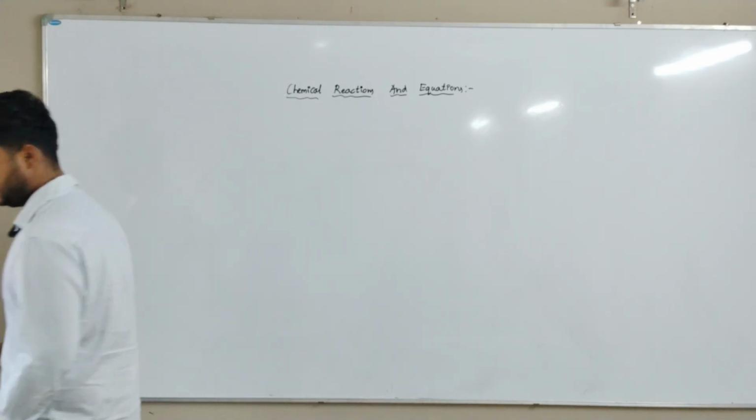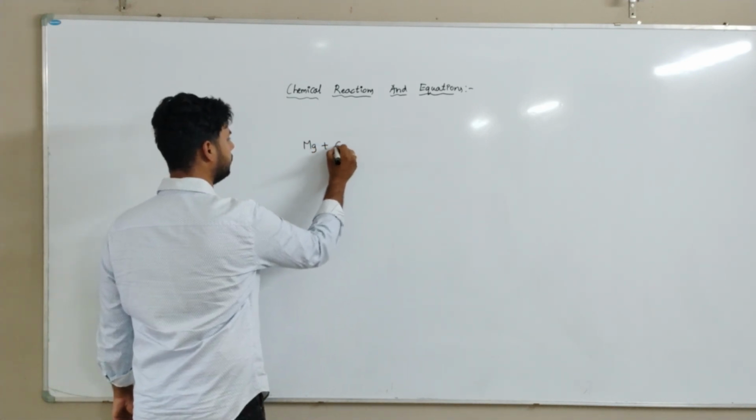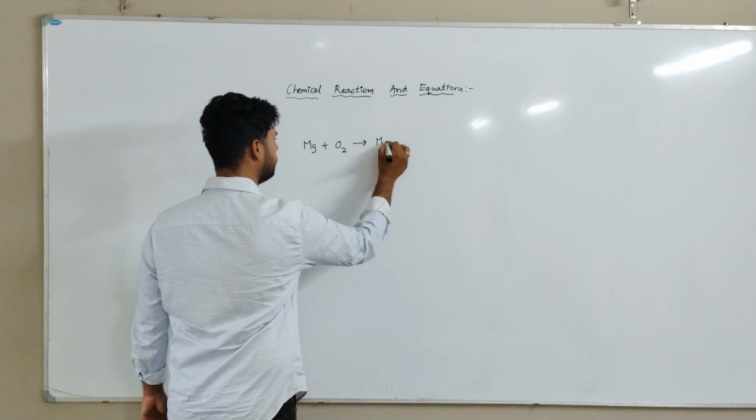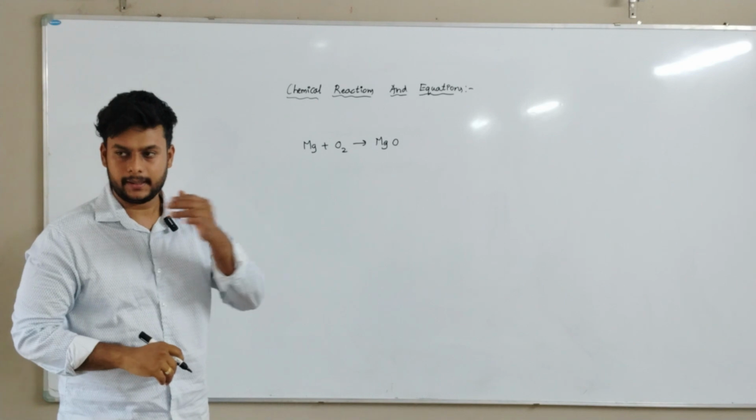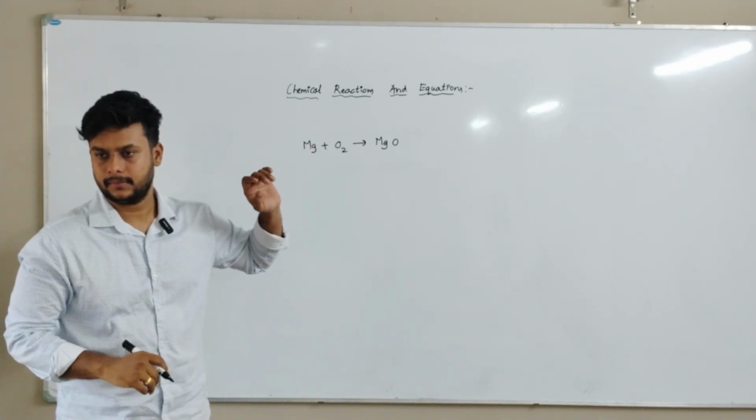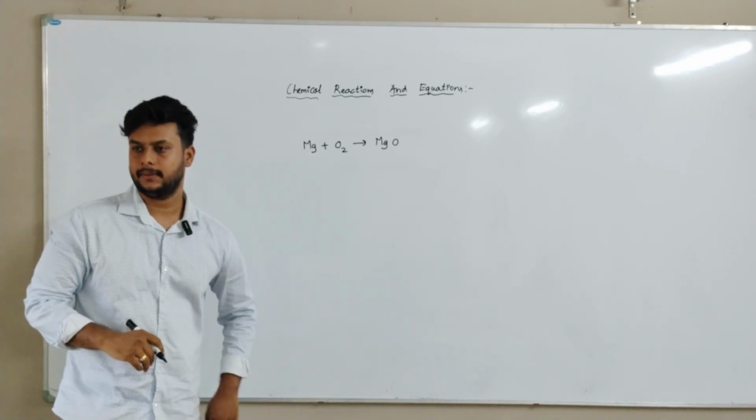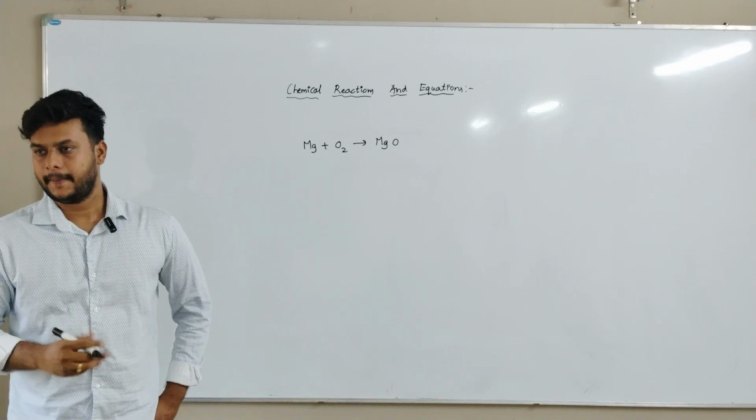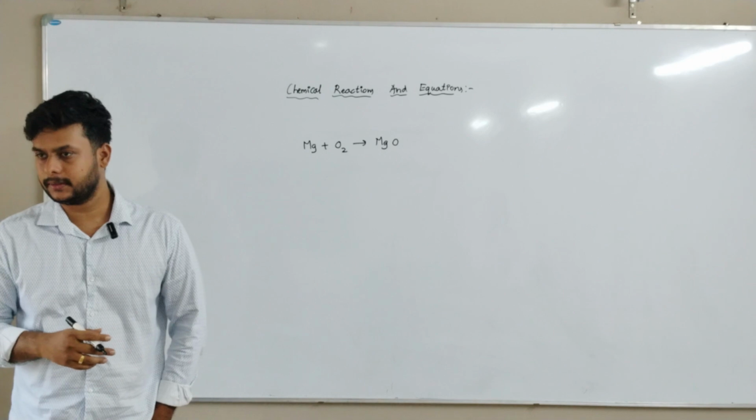Now if I take one equation, for example, magnesium plus oxygen is equal to magnesium oxide. Magnesium plus oxygen is equal to magnesium oxide. Is this equation a balanced equation? That is my question. What do you think? Is this a balanced equation?